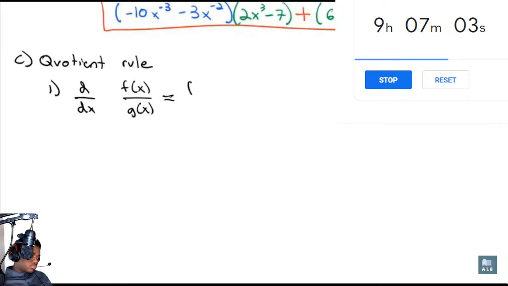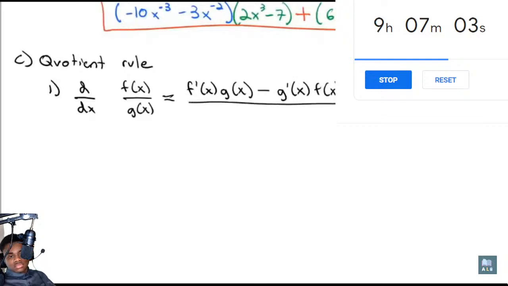Instead, we will take the derivative of the first times the second. And because this is division, we'll actually subtract the derivative of the second times the first. And the big difference here is we have to divide by the denominator squared, which is kind of interesting. We end up with this squared denominator in the denominator.